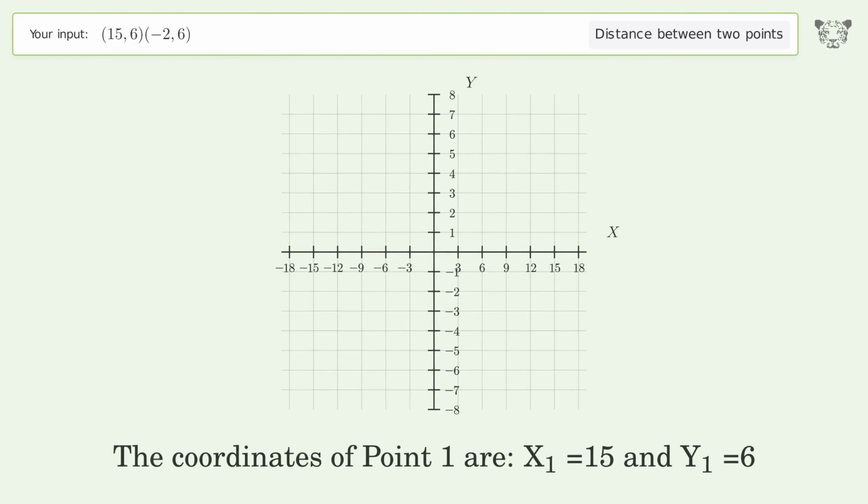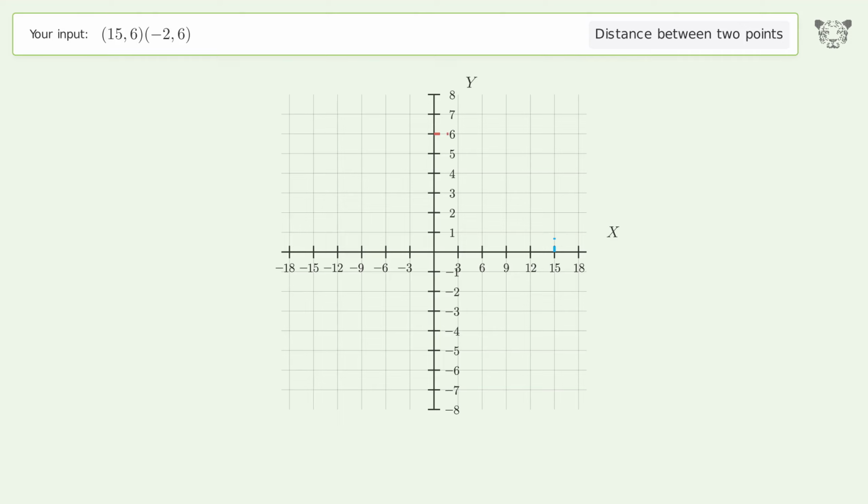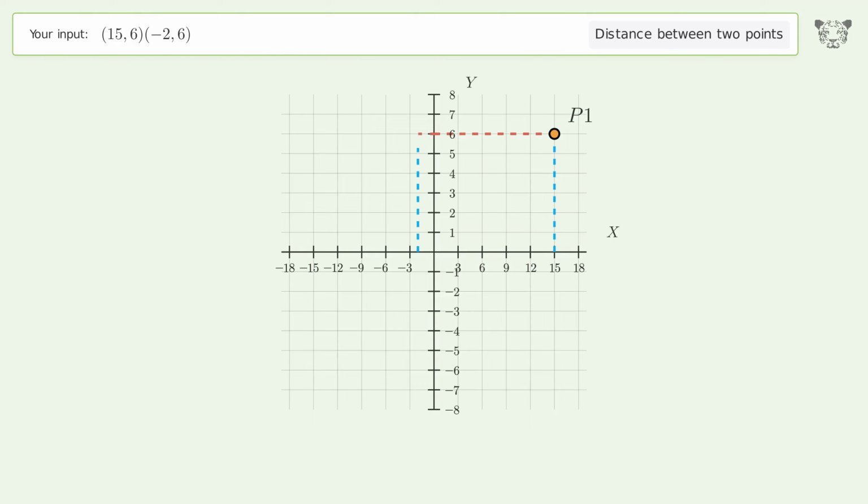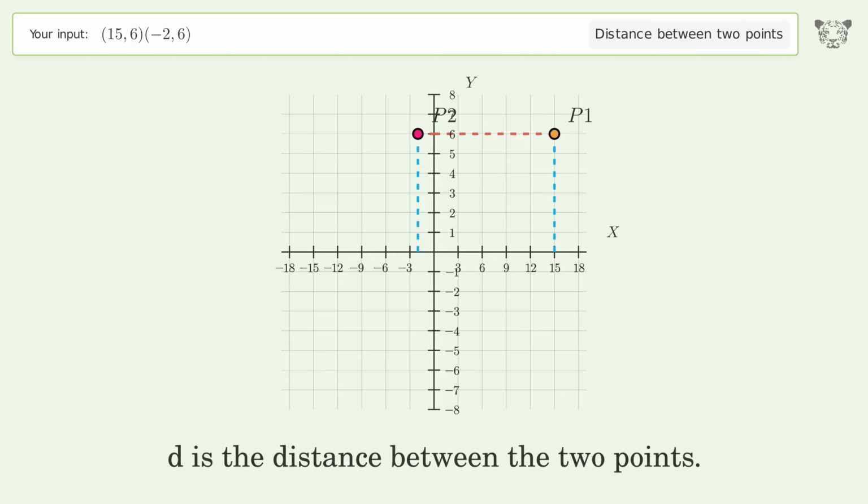The coordinates of point 1 are x1 equals 15 and y1 equals 6. The coordinates of point 2 are x2 equals -2 and y2 equals 6. D is the distance between the 2 points.